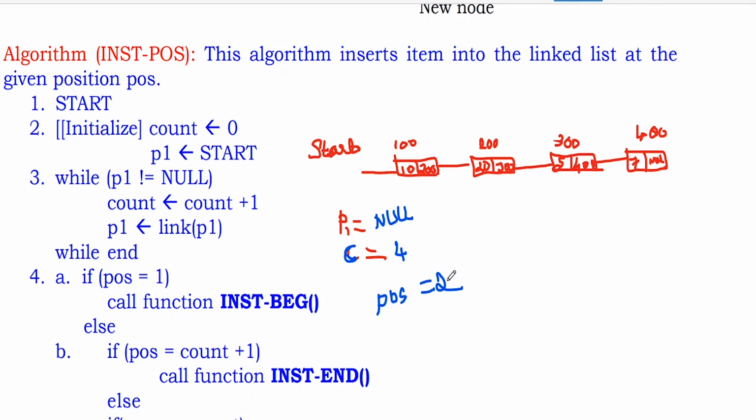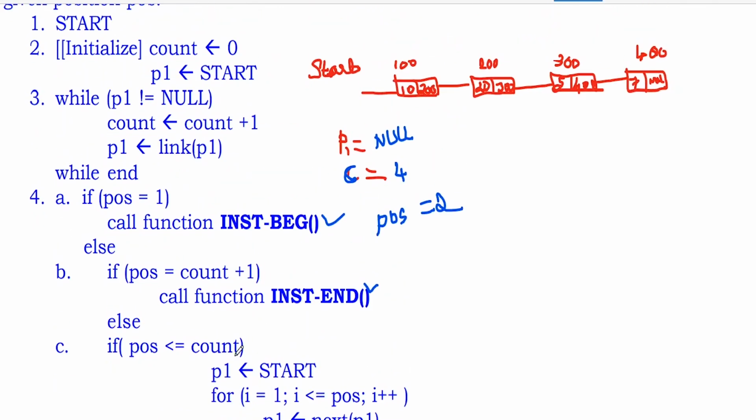If you want to insert at position 1, we call the insertion at the beginning. We learned that algorithm already. Else if position is count plus 1, that is at the end. So if count is 4, then 5 means you have to insert the node at the end. We already have algorithms for inserting at the beginning and at the end. Else if it is less than count, it is somewhere after 1 and before 4. For this example, 2 is less than 4, where count C is 4.